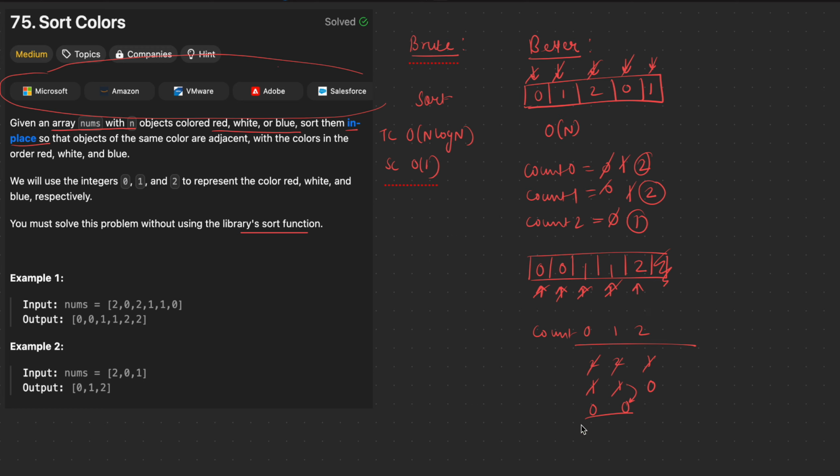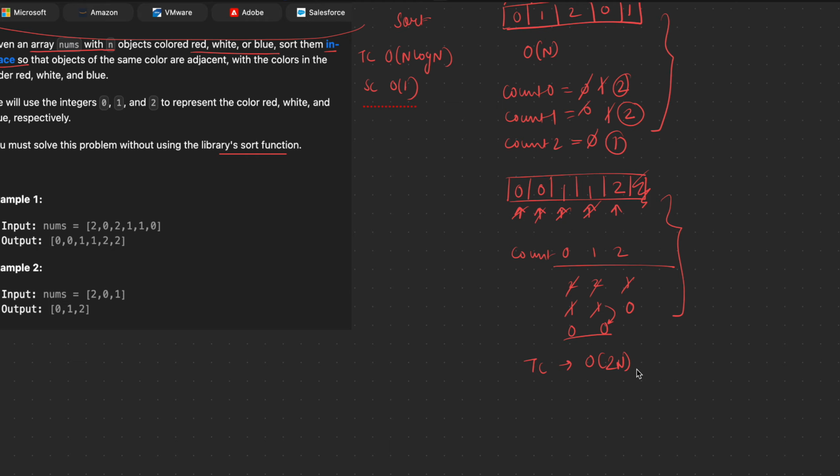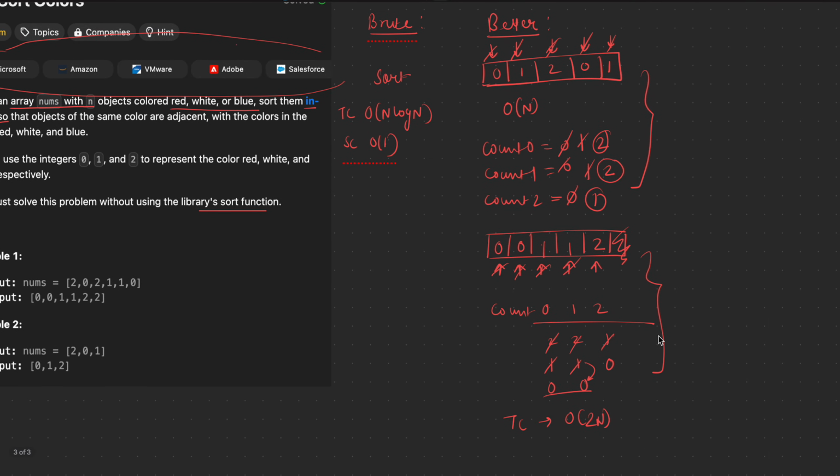So this is our better approach. Here the time complexity is order of 2n, as for the first iteration we iterate through the array to count the number of zeros, ones and twos, and for the second iteration we overwrite the given array and fill the positions here. So the overall time complexity is order of 2n and the space complexity is order of 1.